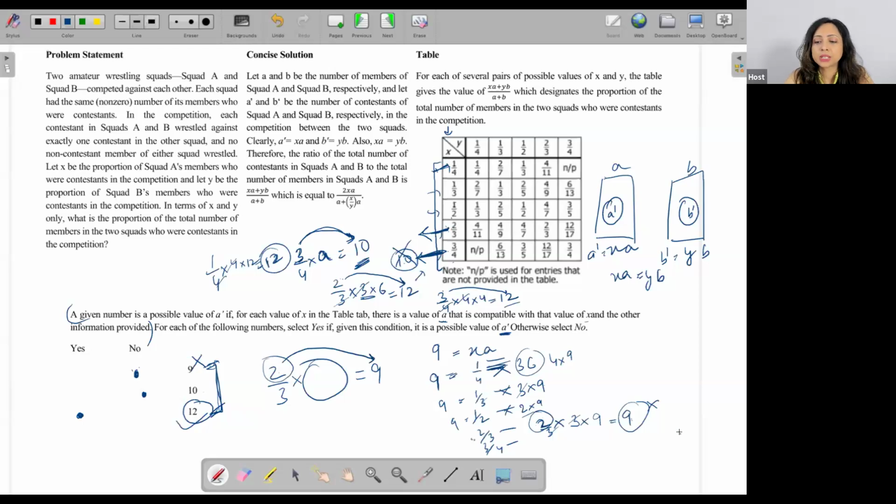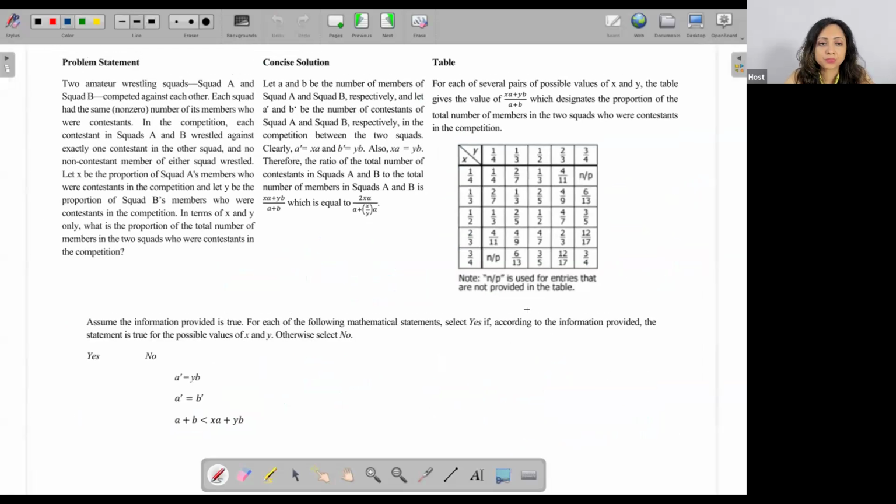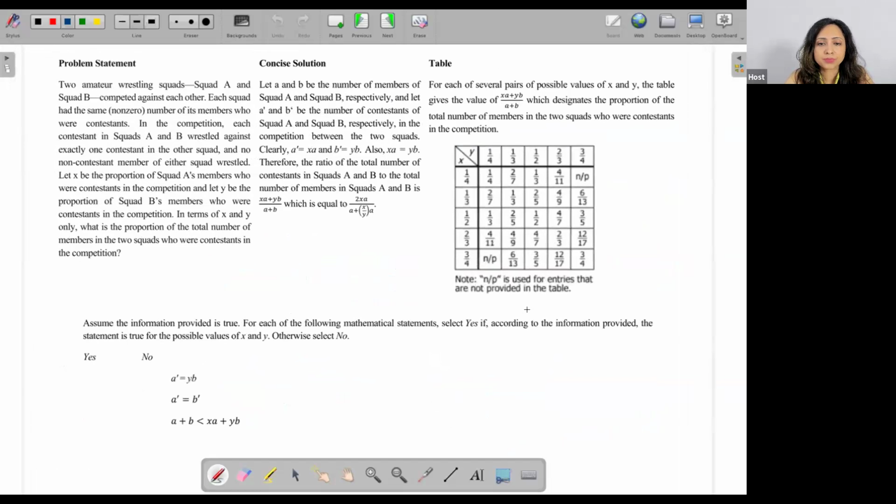Okay, then let's go on to the next question. If you remember, I'll just put down again, b dash is equal to yb and x a is equal to yb.